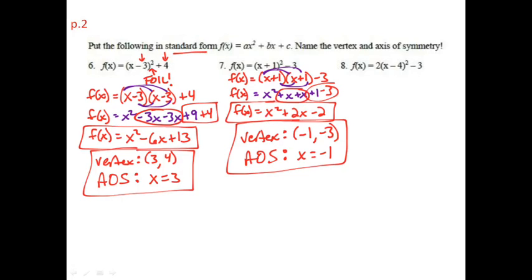Let's kick it up a notch here. We have an a value up front. So keep in mind that when we have 2 times (x - 4) squared, we're going to take care of that squaring first and then multiply by the 2. So we'll have f(x) equals 2 times (x - 4) times our (x - 4), minus 3.